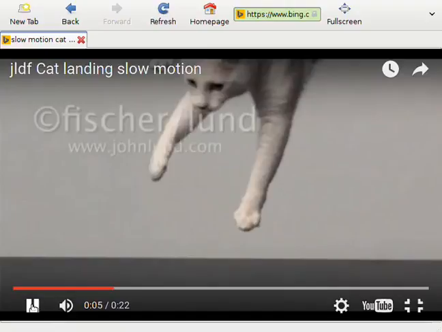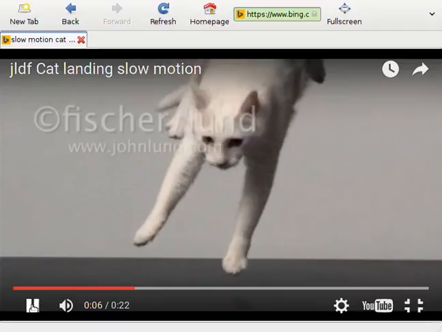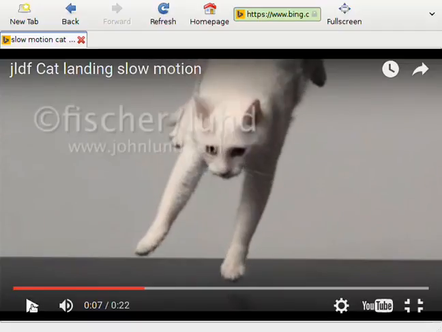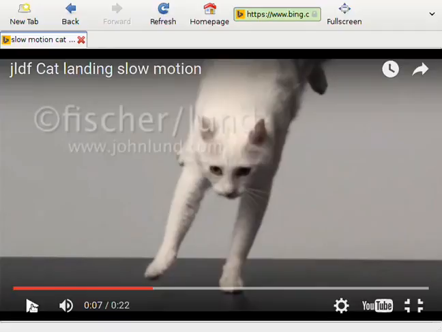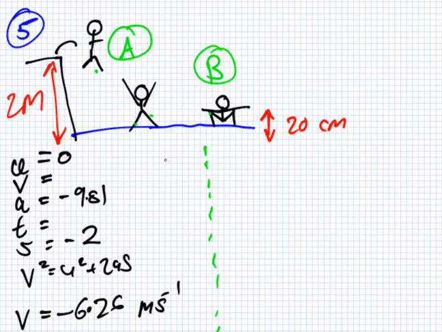5. A 75 kilogram man jumps from a height of 2 meters onto some grass. The man bends his knees when he lands and decelerates over a distance of 20 centimeters. How much force does his body feel? Okay, so this is a bit like the car.